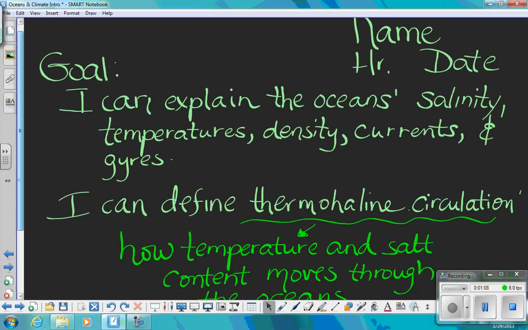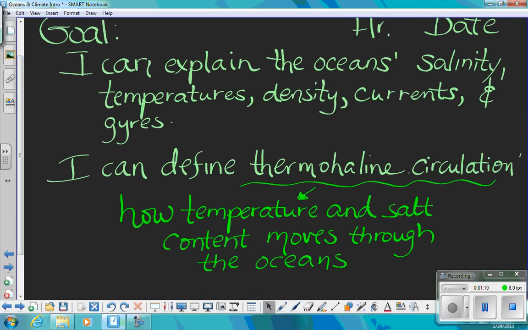The second goal says I can define thermohaline circulation. And that definition is written out for you to add to your notes. How temperature and salt content moves through the oceans.